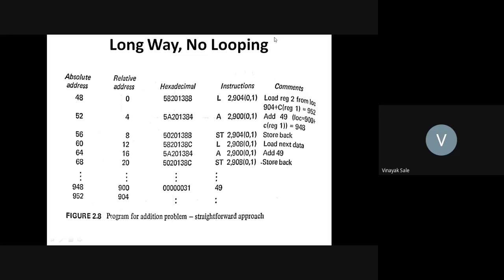So add the next number 49 after this 48 49, that is the location of 9, the contents at location 900 plus the contents at register 1 is equal to 948. Similarly, we execute these instructions, and this is the program for addition, a straightforward approach. Here no loop is used, so this is a lengthy program.